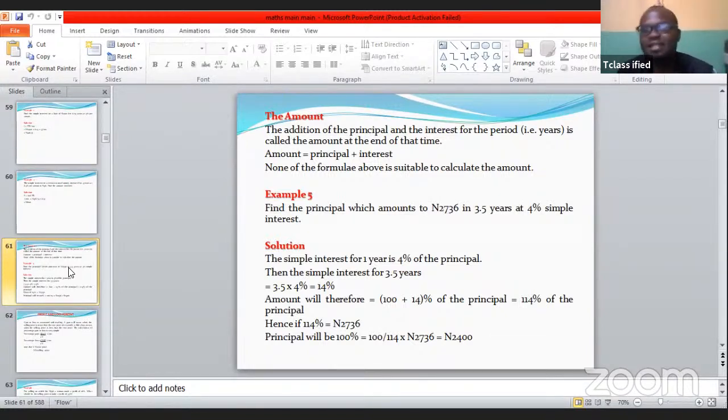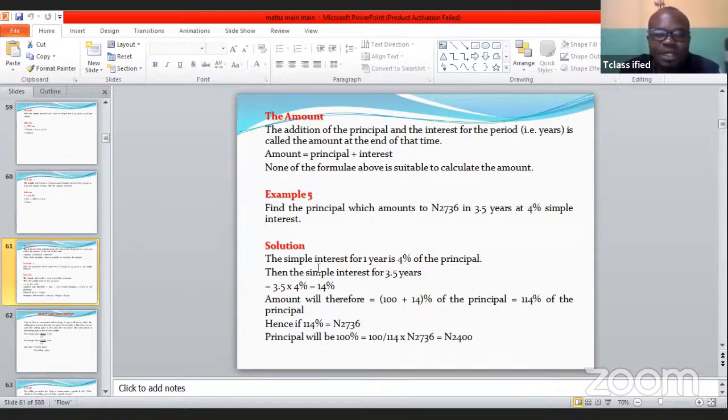So the amount invested is the principal, but the amount at the end of that time is known as the principal plus interest. So none of the formulas above is suitable to calculate the amount. Okay. So find the principal which amounts to 2,736 in 3.5 years at 4% simple interest. So in this case, they are asking you the principal that amounts to. When you hear that, it means amount. The amount there means the principal plus the interest. So the amount here is not just the principal. This is the principal plus interest.